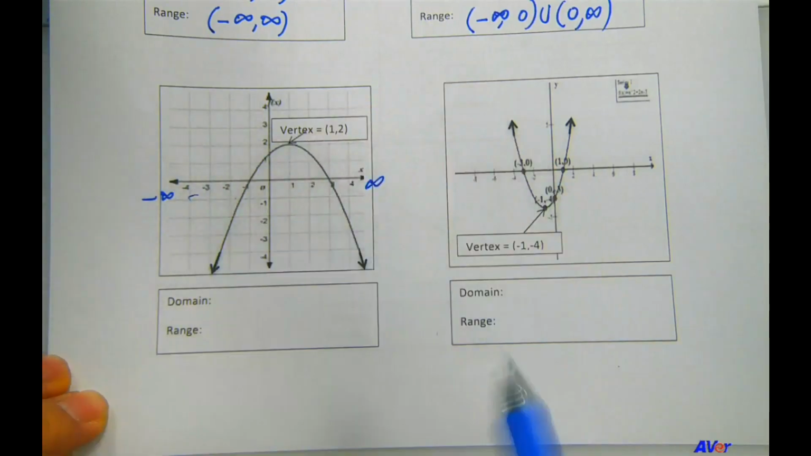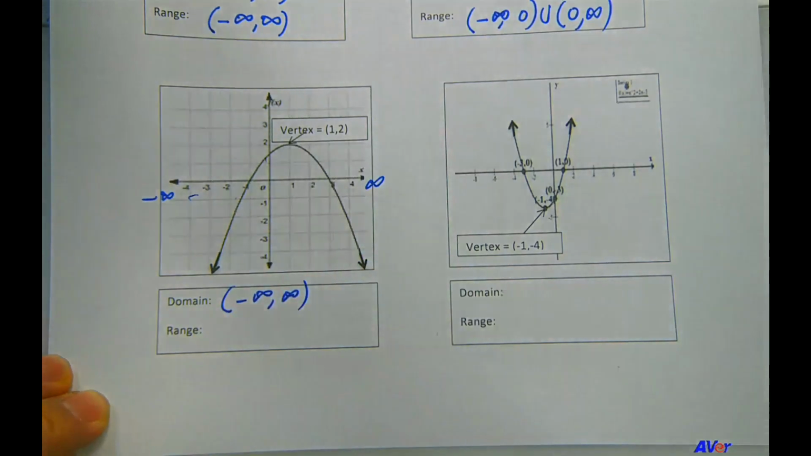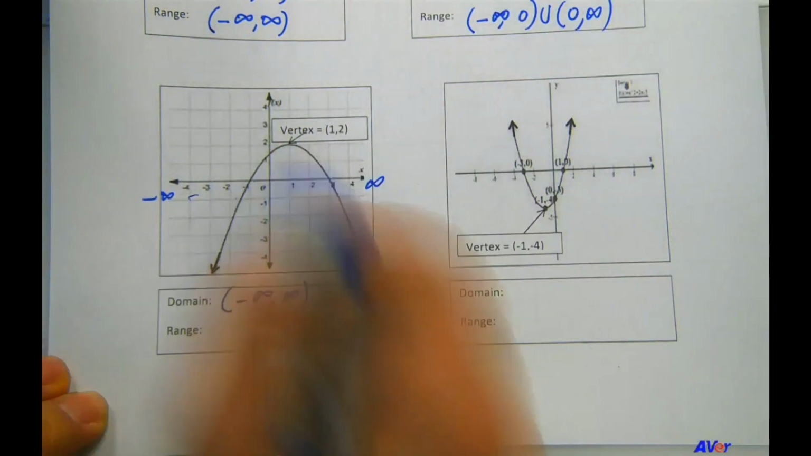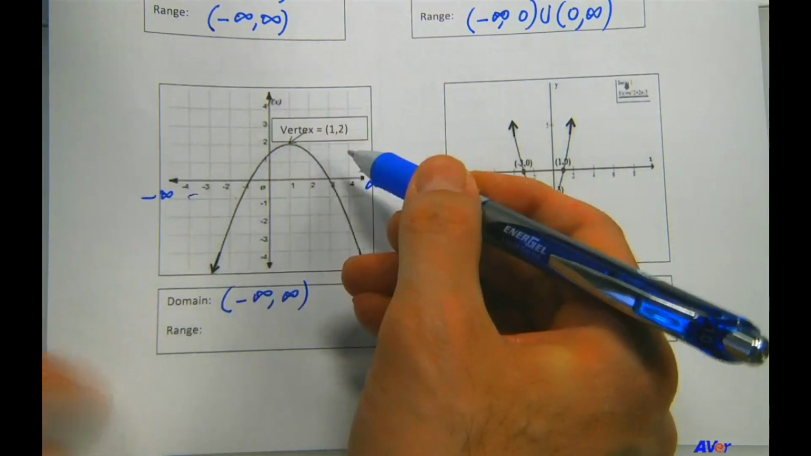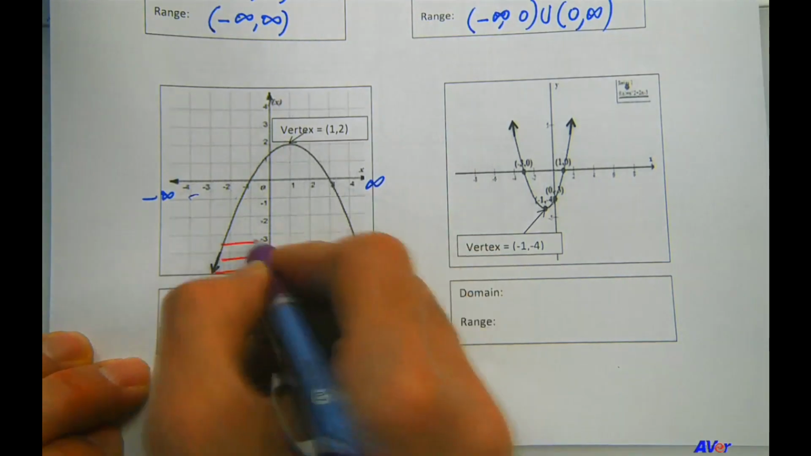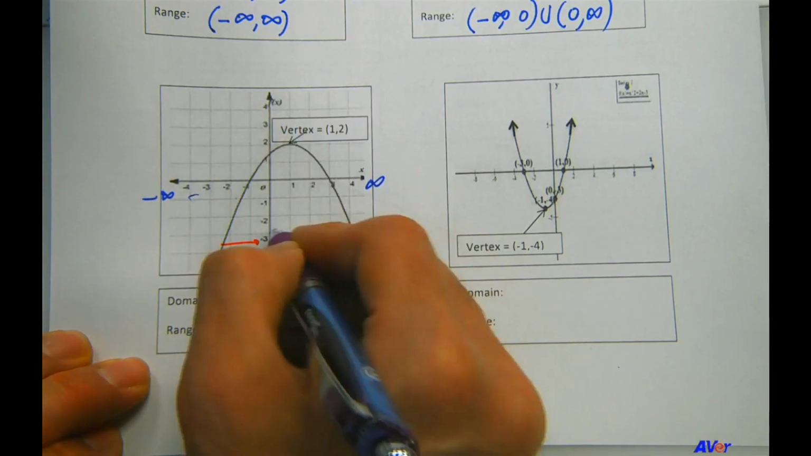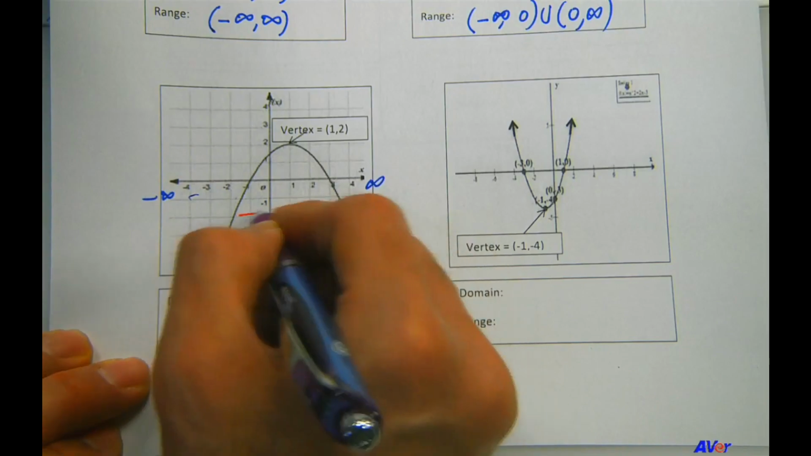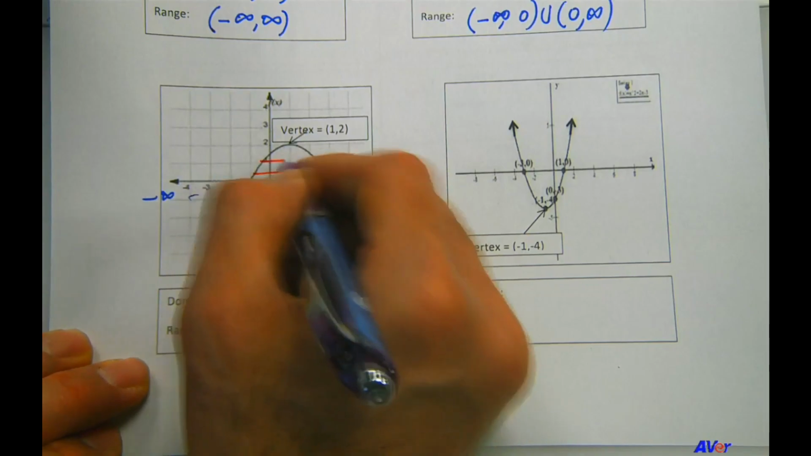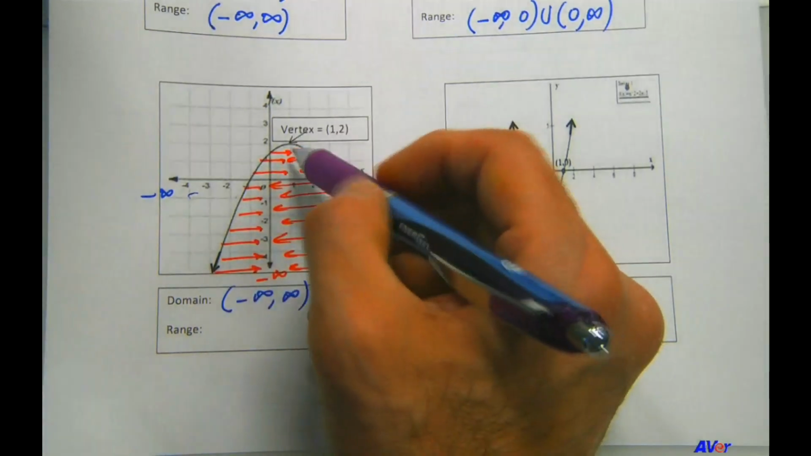Take a look at the behavior. So the domain is negative infinity to infinity. Now for range, force your eyes to look at this behavior with respect to the y-axis, right? What is happening? The graph is coming up, with respect to the y-axis, from negative infinity and it stops. It peaks.